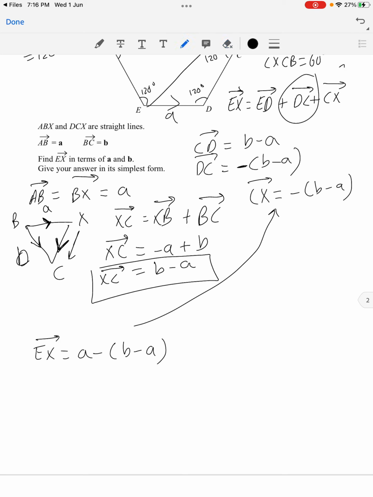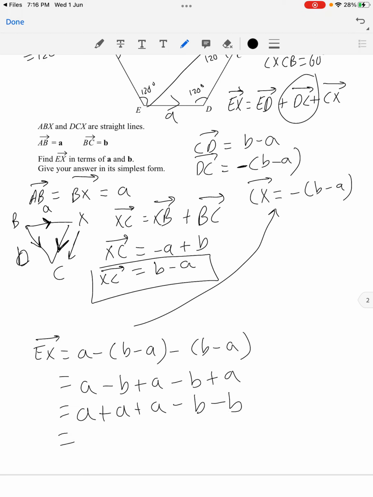And then we're going to find out what CX is, and we have already found what CX is, and let's just erase this part, so that's going to be minus B minus A. Now what you're going to do, I'm just going to open the brackets all up, so you're going to get something like this. This is simple algebra, so you guys can do it as well.